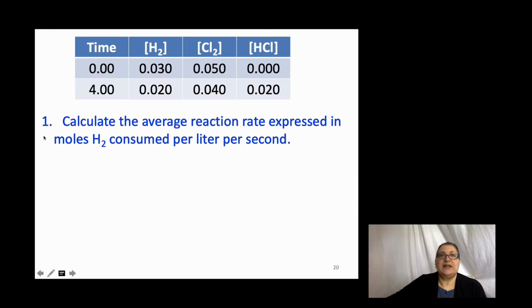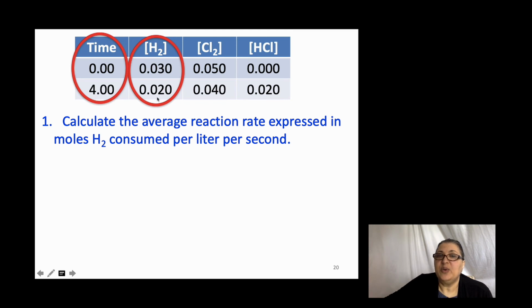Okay? Let's find an example. It says calculate the average reaction rate expressed in moles consumed per liter second. Okay, hydrogen. They're saying hydrogen, so that's hydrogen and the time. Now, 0 is initial, 0.03 is initial, 4 is final time, 0.02 is final concentration of hydrogen.